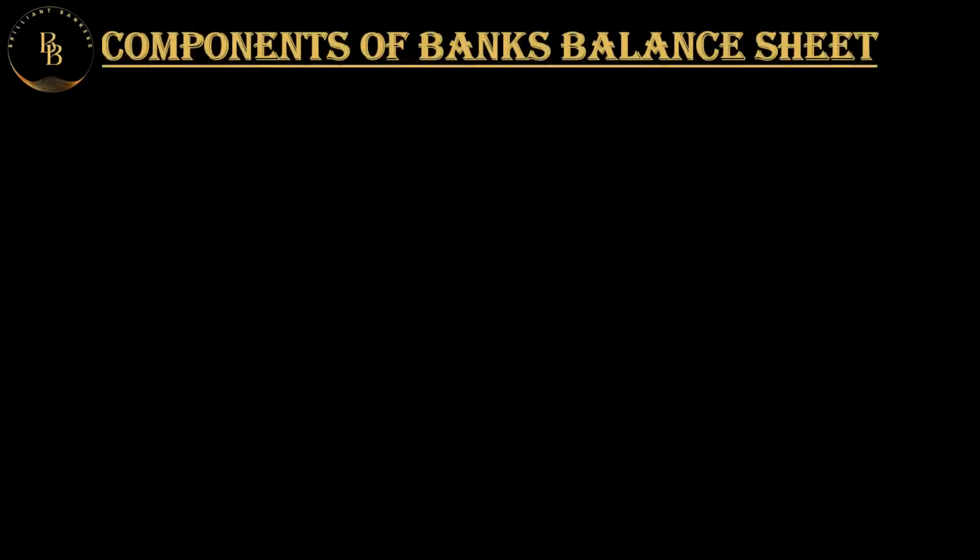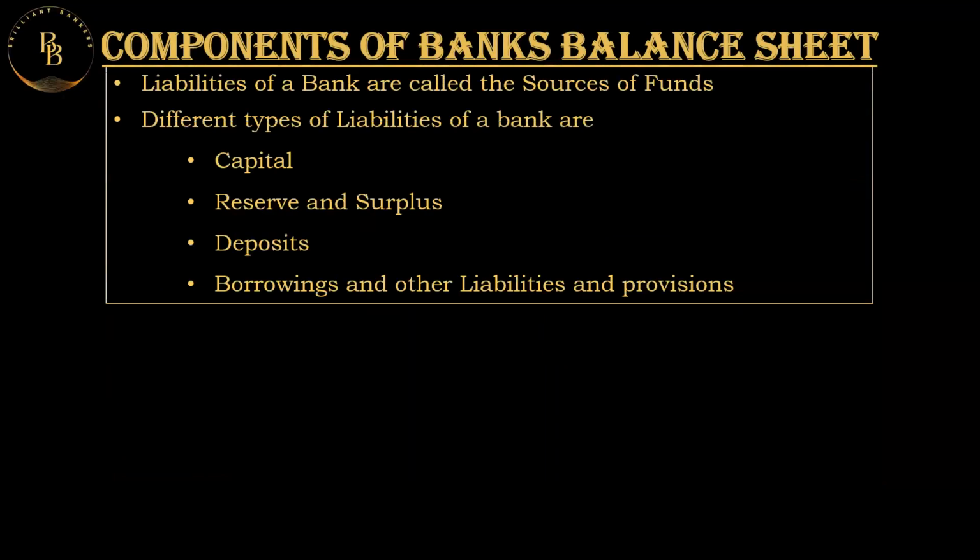In a bank's balance sheet, assets and liabilities can be classified depending on their length and factors. The liabilities of a bank are also called the sources of funds. The different types of liabilities of a bank are the capital, the reserves and surplus, the deposits of the customers, and the borrowings and other liabilities and provisions. So how come these are called the liabilities?